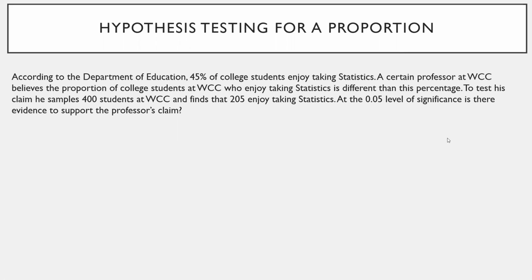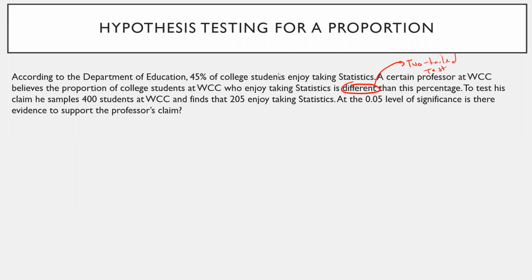But anyways, a certain professor at WCC believes the proportion of college students at WCC who enjoy taking statistics is different than this percentage. So what's the keyword in there that tells me what type of test this is? Yeah, different. And what type of test does that imply it's going to be? Yep, it's going to be a two-tailed test.